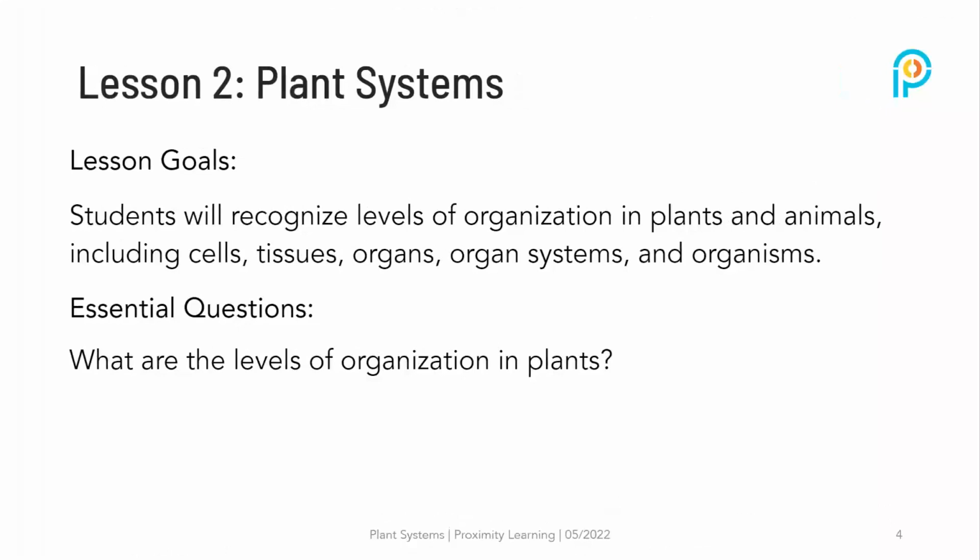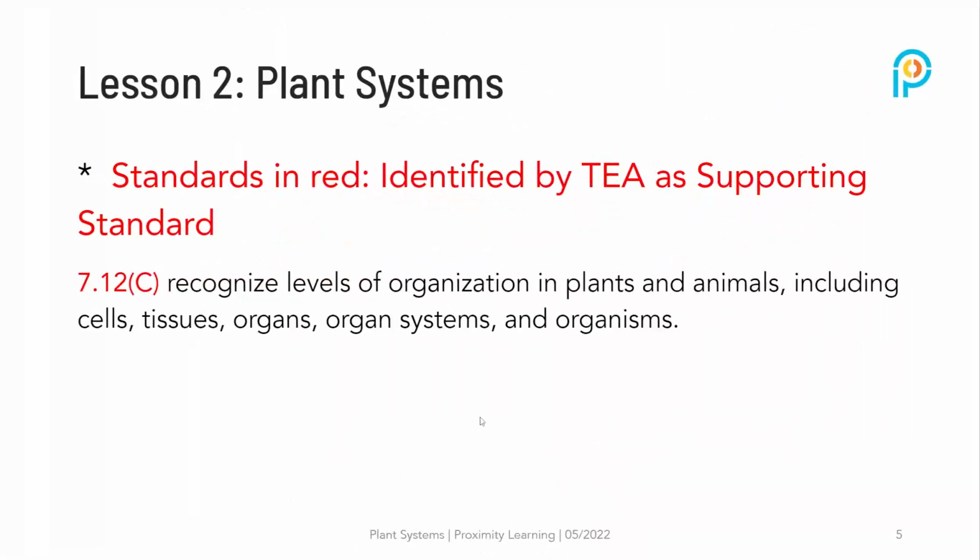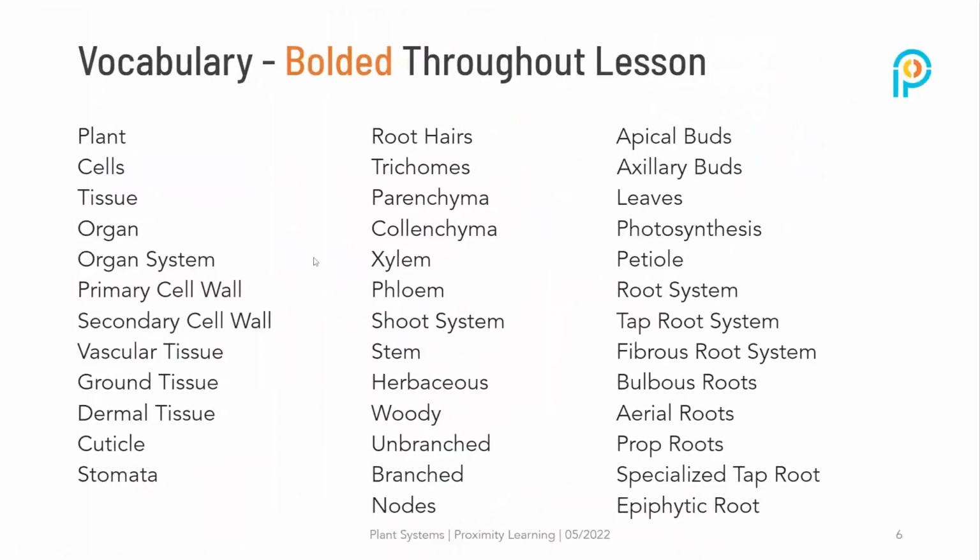Okay, lesson goal today. You should be able to recognize levels of organization in plants and animals, including cells, tissues, organs, organ systems, and organisms. And our essential question, what are the levels of organization in plants? And there's our standards.